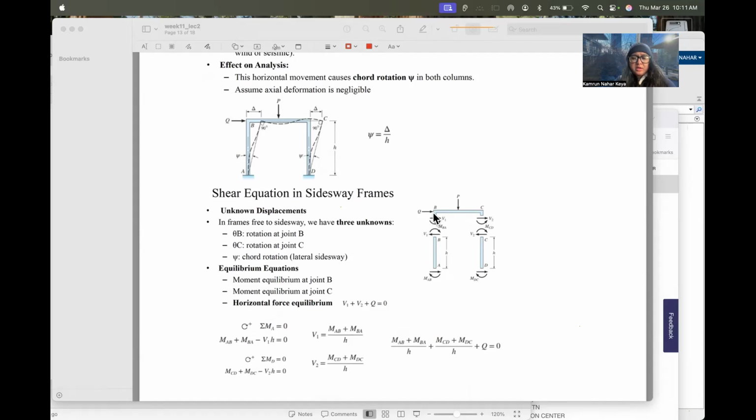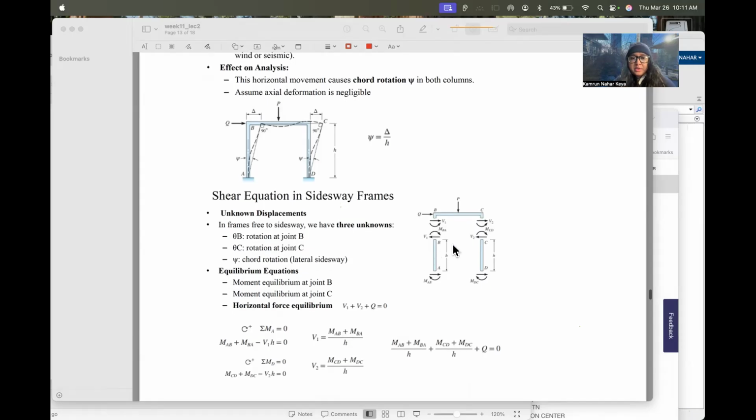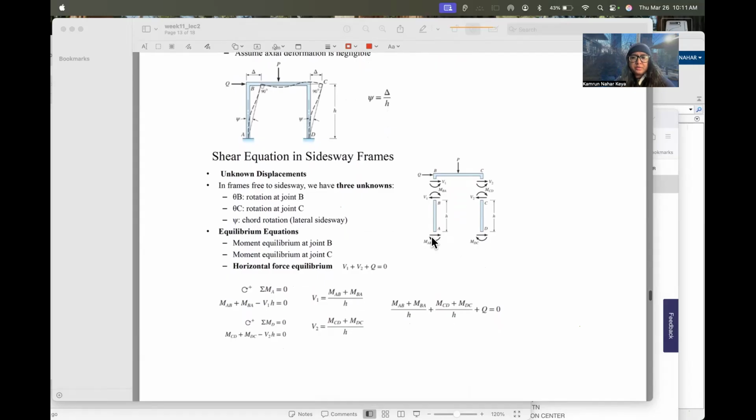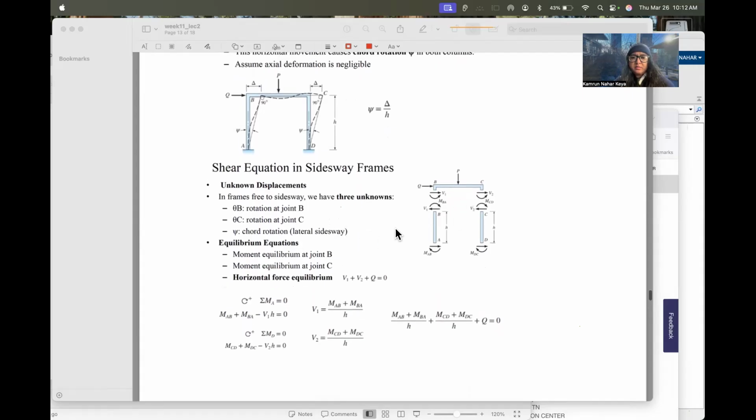And now, what is the unknown? Theta B and theta C, the rotations at B and C. So those unknown rotations we need to compute. And also here we have the psi, the chord rotation due to the lateral force. That one we are calling the lateral side sway. So we need to consider those things. Then you can take moment equilibrium at points B and C.